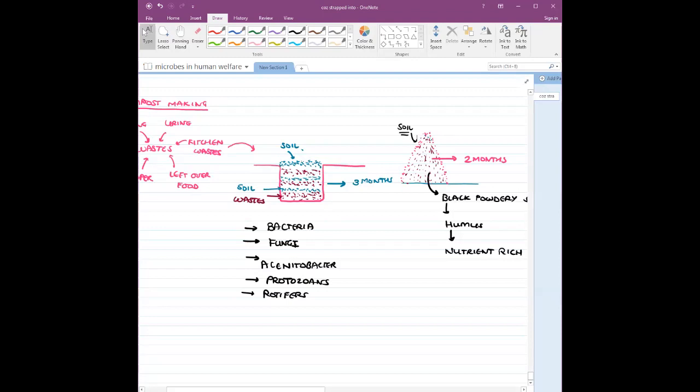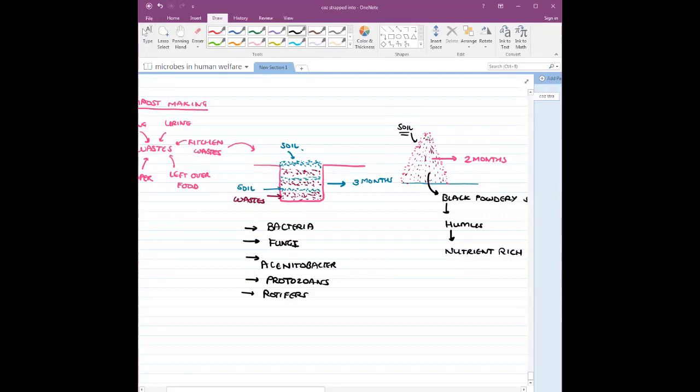People don't have patience for this, and that is why they will go for chemical fertilizers and all. Also guys, remember there are different varieties of this compost. Now I am not using earthworms over here. Had I used earthworms, then what would this be known as? This would be known as vermicompost. But for the time being, I'm not using earthworms over here.